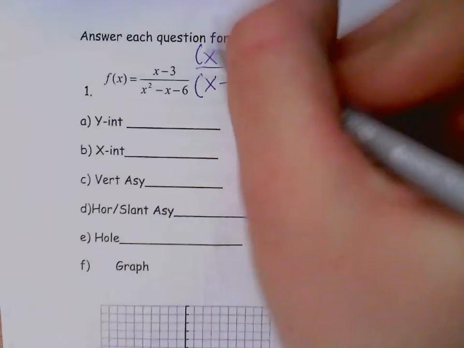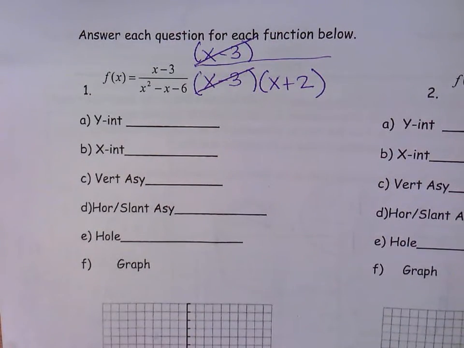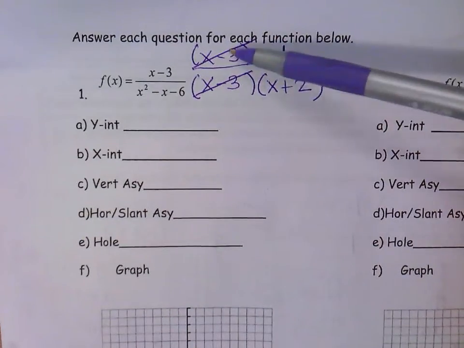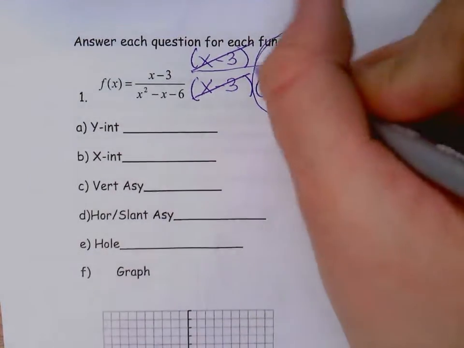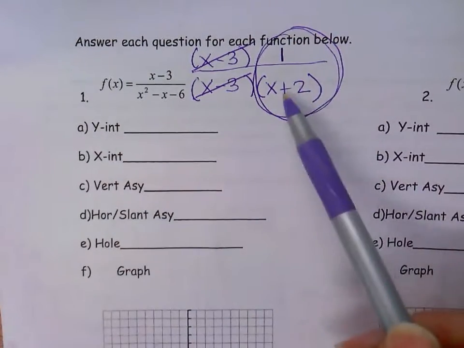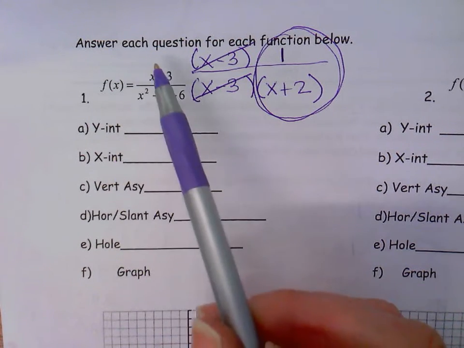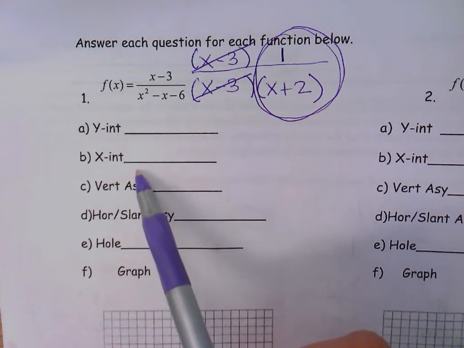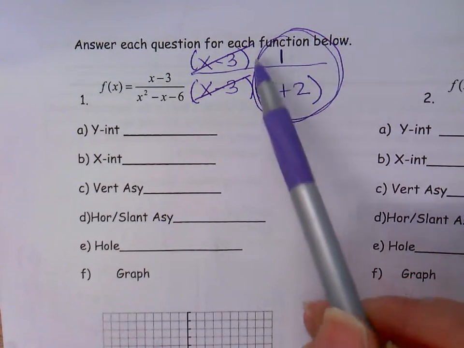So your factor is allowed to cancel because it's identical. And when you cancel, make sure that you leave a 1 because anything divided by itself is 1. So this is what we referred to yesterday as our new function. If you started finding your y-intercept and x-intercept from the original function without canceling first, some of these answers are going to be incorrect. So you want to jump over and answer the questions from this new function.